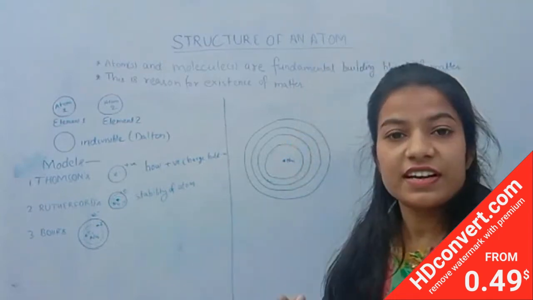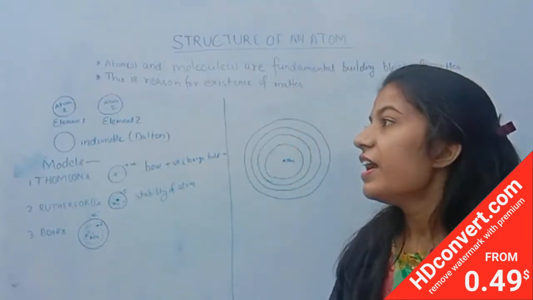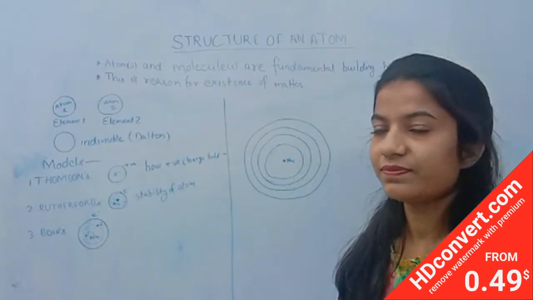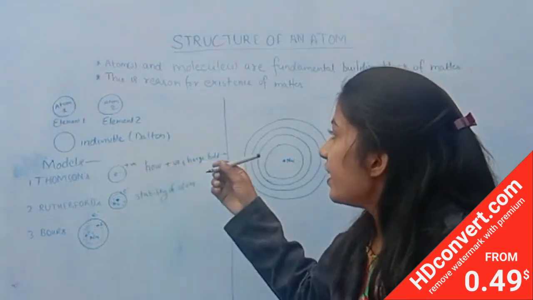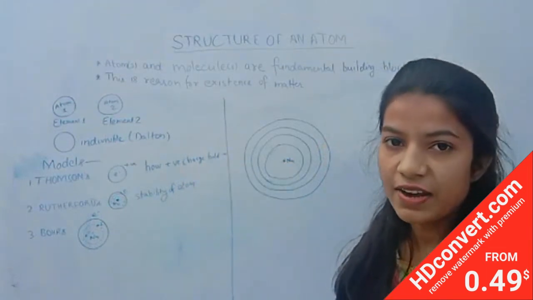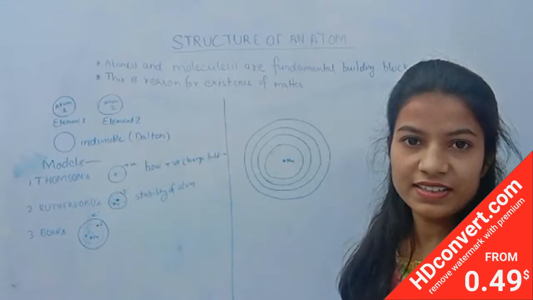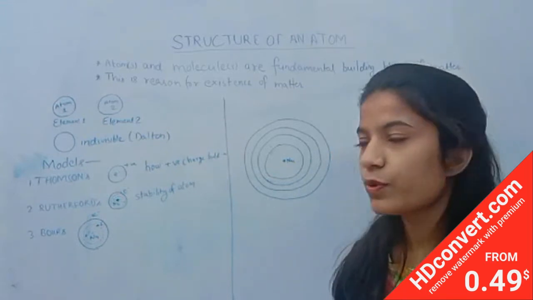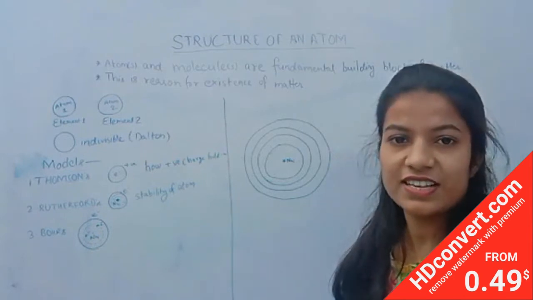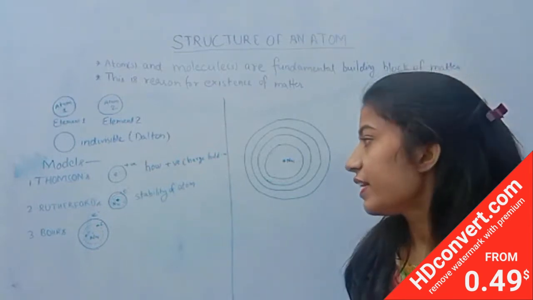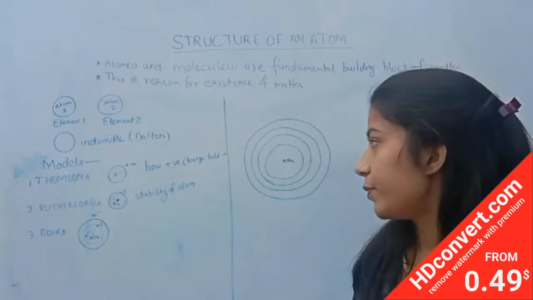Now the question arises, right? How can it be done? How is it possible? Then various scientists came to clarify this issue. The first model was proposed by J.J. Thomson. The second one was Rutherford's model. The third one was by Niels Bohr.